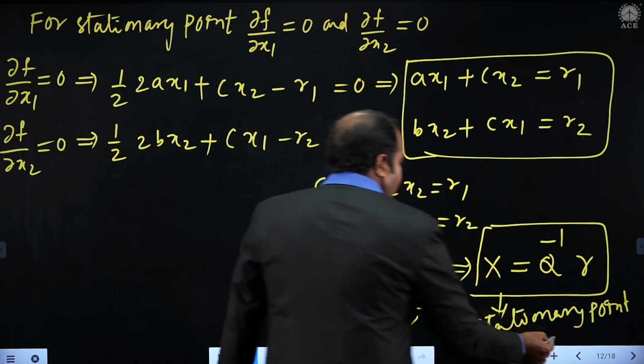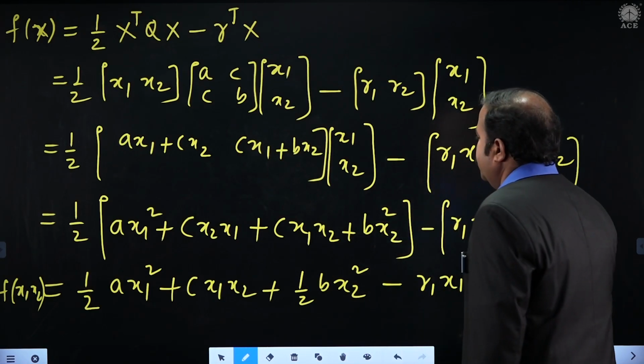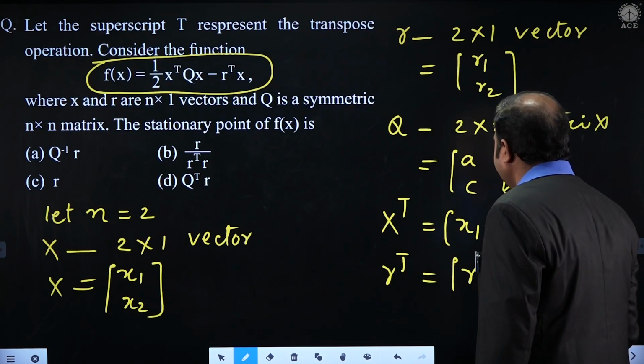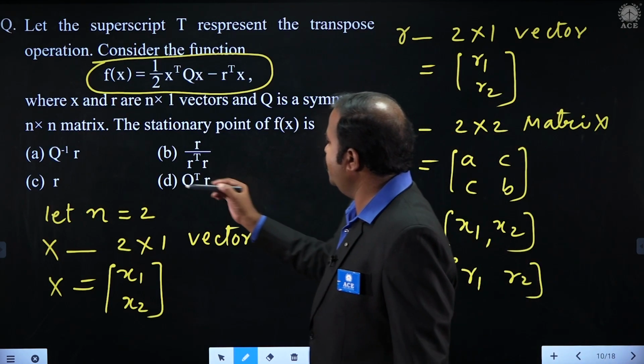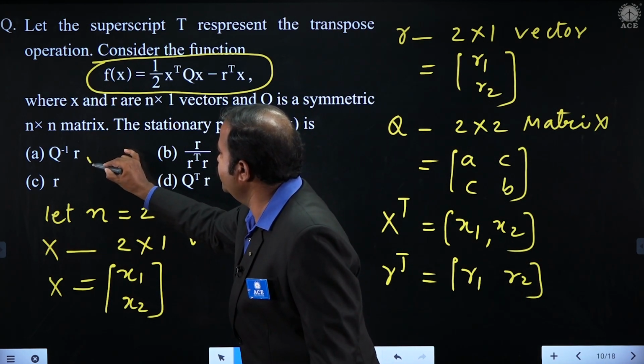Look at, so this is the simplification. So, the correct answer is what? Option A, Q inverse into r.